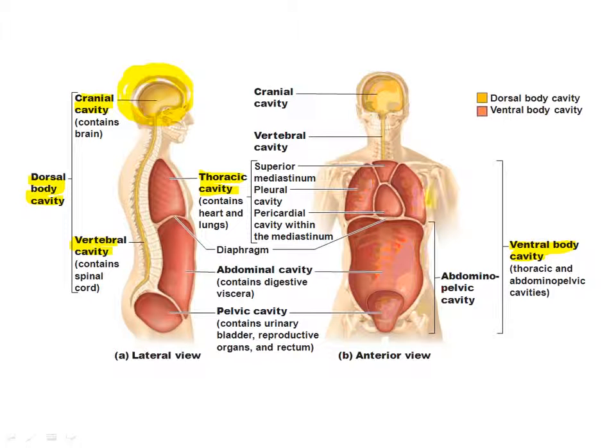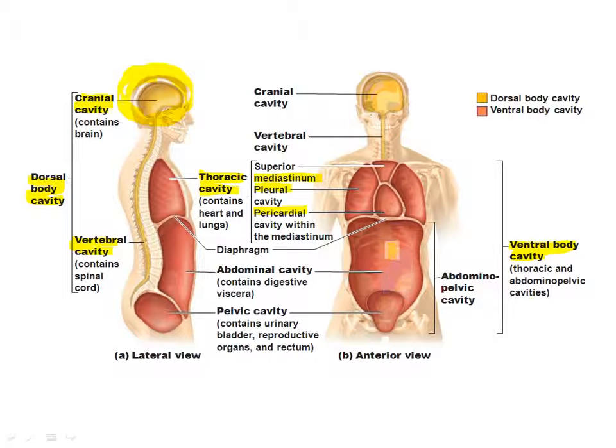Within the thoracic cavity, we have the mediastinum, which is at the top, the pericardial, which is below or inferior to the mediastinum, and then we have two pleural cavities on the edges. The pleural cavities contain the lungs. The pericardial cavity contains the heart.